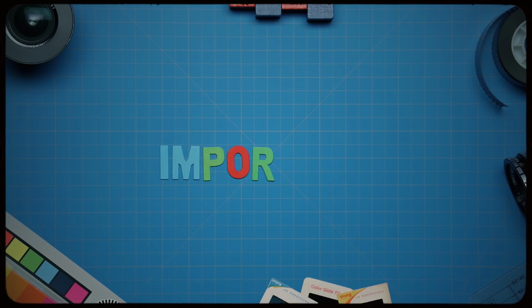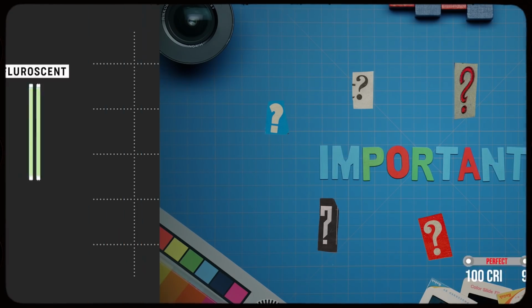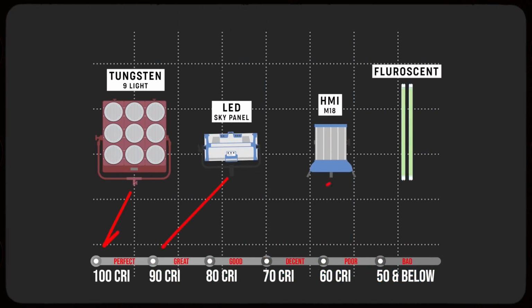CRI, an easy way to think about it, as we discussed earlier, is basically how accurate a color is. And this chart is basically holding lights accountable to how accurate they are. So how is this important? Well, as a DP, as you begin to buy or rent lights, this is something you want to understand. How accurate are these lights at producing the colors that they say they can do?